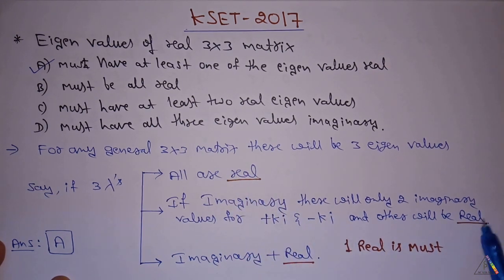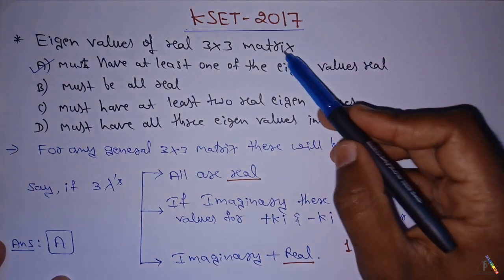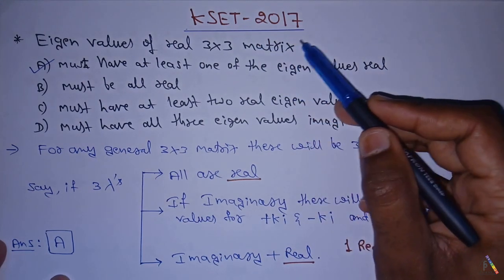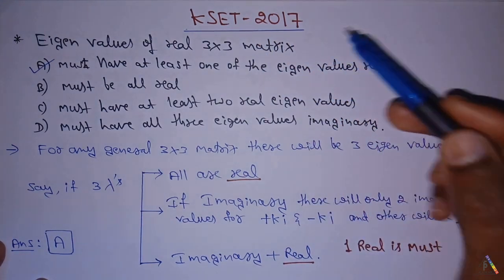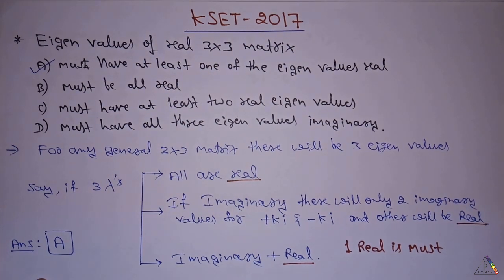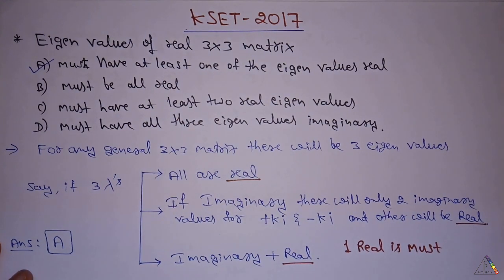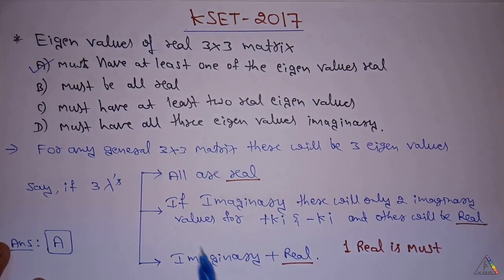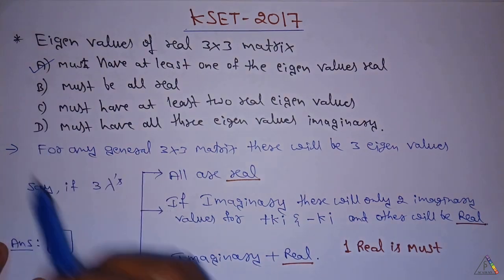at least one real value will be there in any 3 cross 3 matrix. They have not mentioned any particular matrix, they are asking for the general 3 cross 3 matrix. Therefore, any 3 cross 3 matrix must have at least one real eigenvalue. Therefore, for this question, the answer is option A.